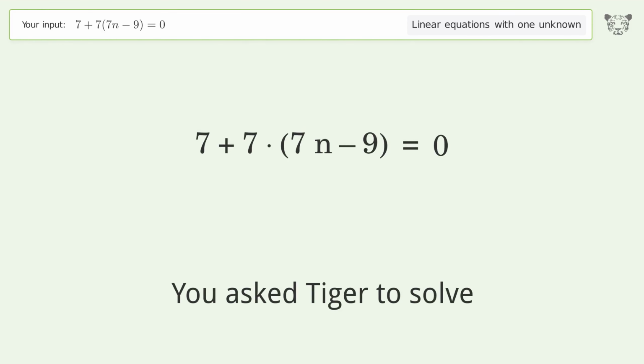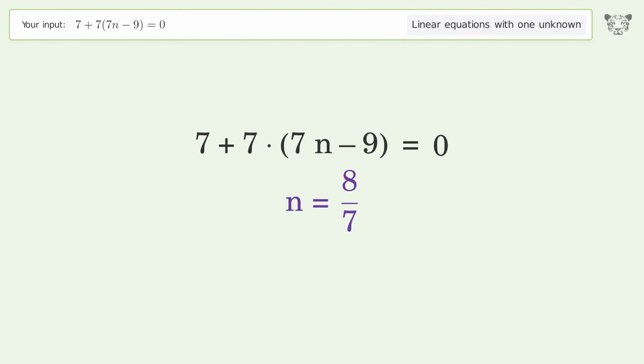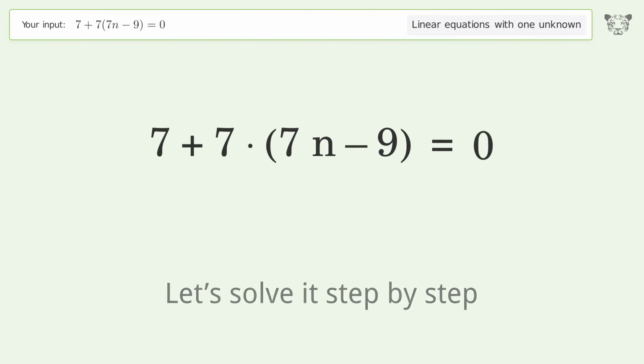You ask Tiger to solve. This deals with linear equations with one unknown. The final result is n equals 8/7. Let's solve it step by step.